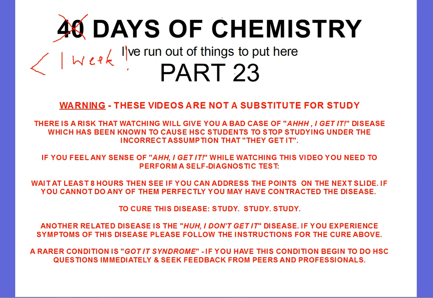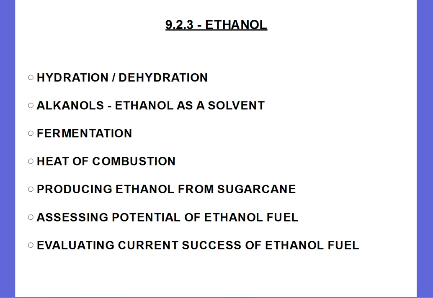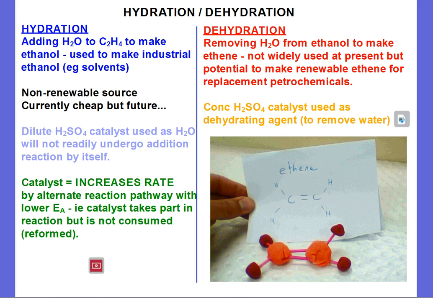40 Days of Chemistry, part 23, this time looking at 9.2.3 ethanol. The first thing we learned about was hydration and dehydration. Hydration is adding water to ethene to make ethanol, and it's used to make industrial ethanol, which is a solvent. It's a non-renewable process. It's currently cheap, but as we know, being non-renewable, crude oil and ethene won't last forever, so it's probably going to decrease in the future.